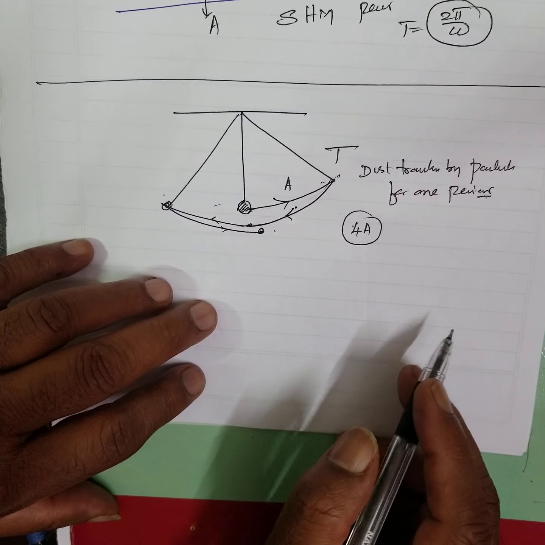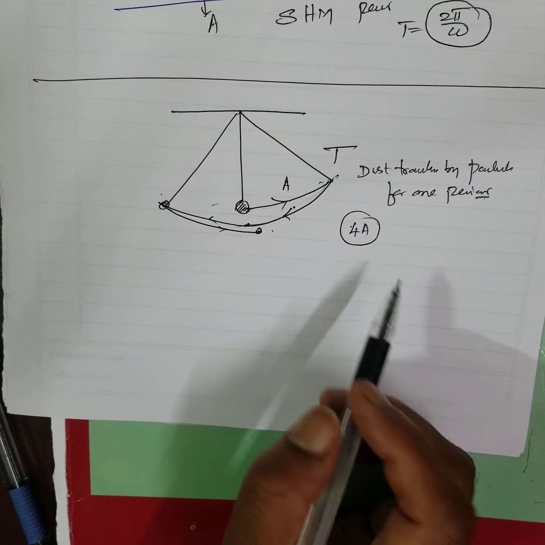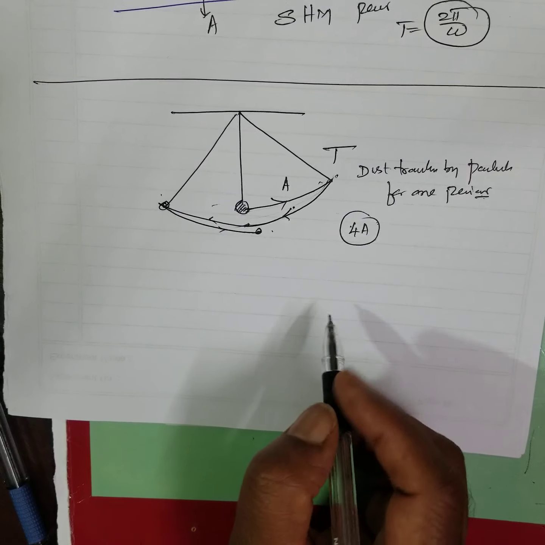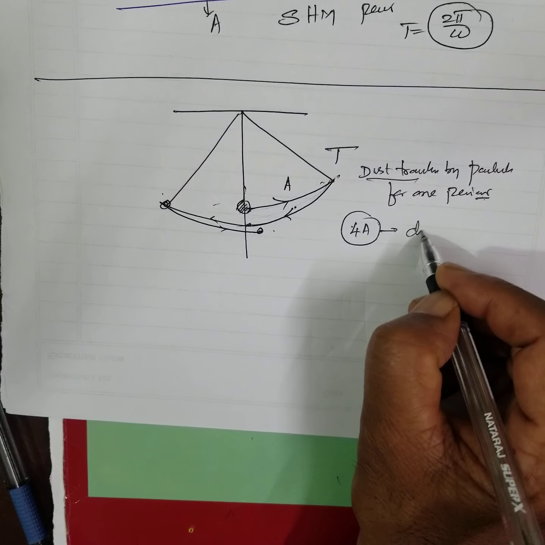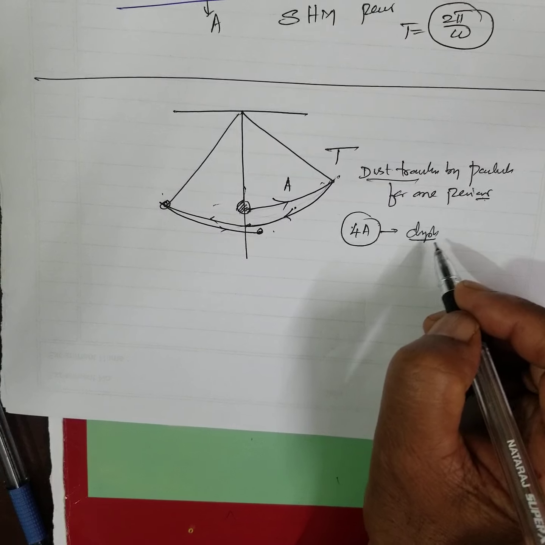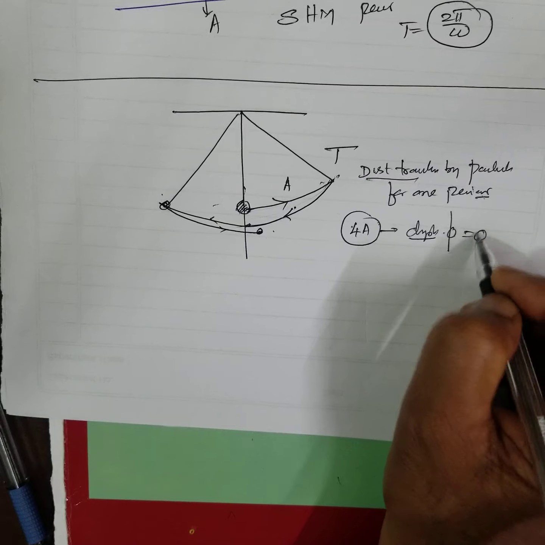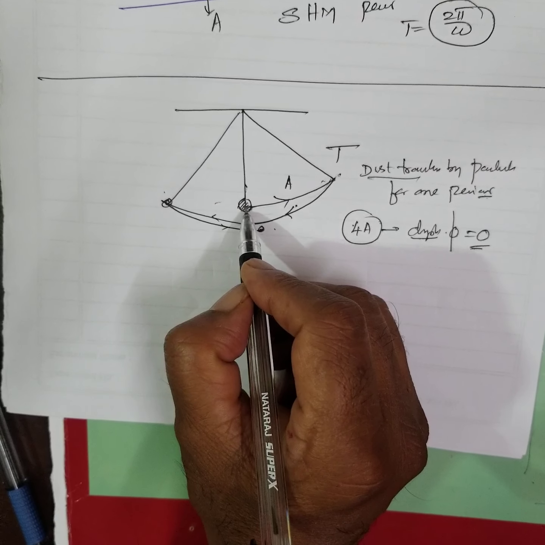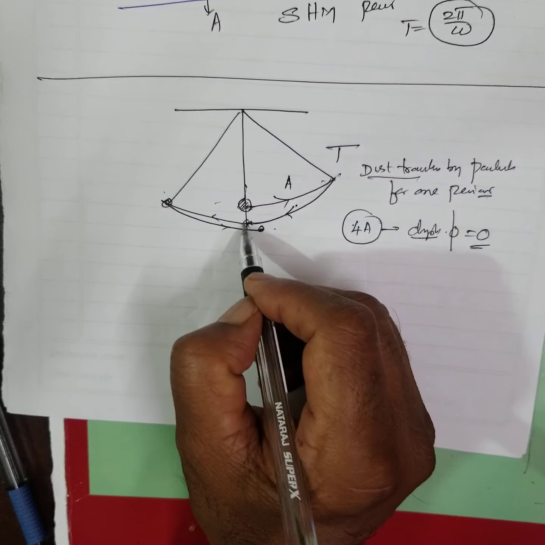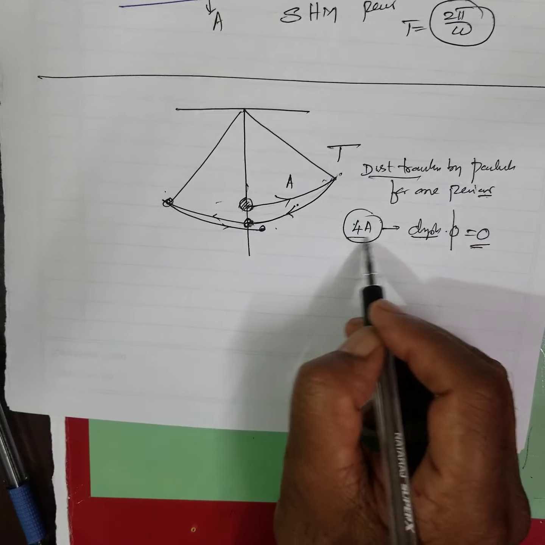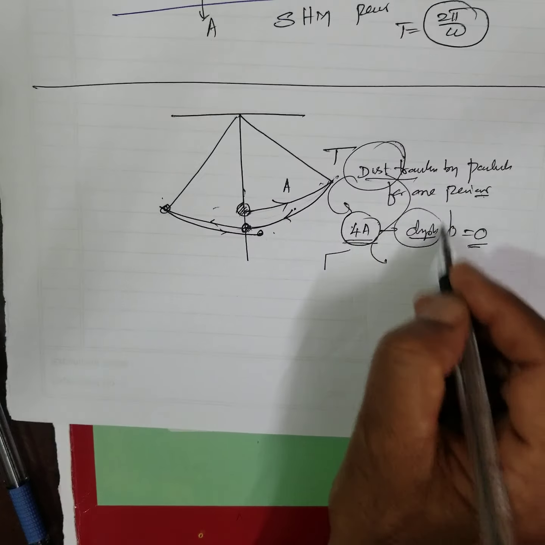What is the distance traveled in half an oscillation? A plus A, 2A. And if they ask for displacement, displacement from the mean position, it is not the same as distance. You have to do these very carefully. You start from here, go there, come back, and after one oscillation the displacement is 0. Distance traveled is 4A, and when I say displacement, it is 0.